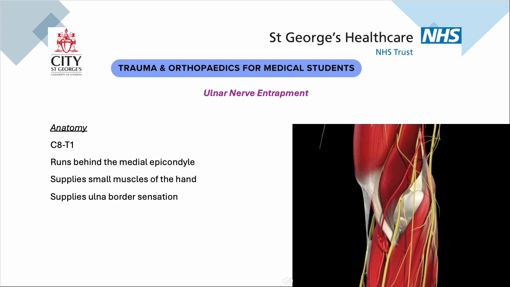The last condition we'll talk about is ulnar nerve entrapment. So the ulnar nerve comes from C8-T1 and runs behind the medial epicondyle. It supplies the small muscles of the hand and sensation over the ulnar border of the hand. It's usually fairly easily palpable.